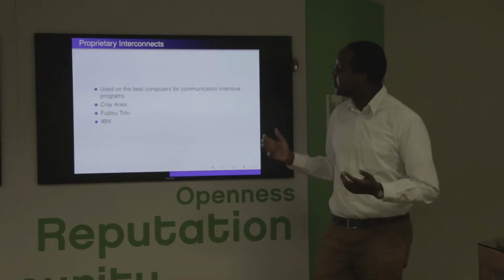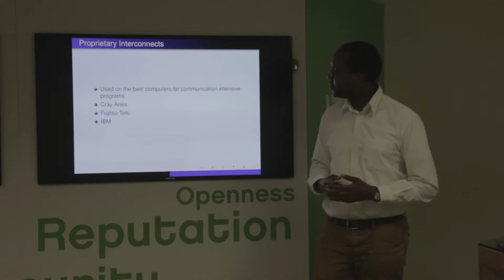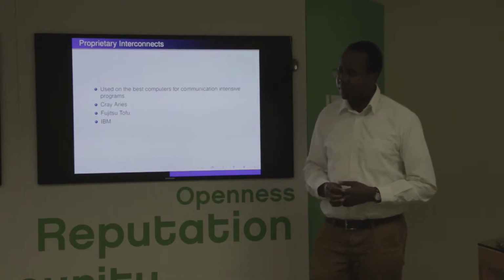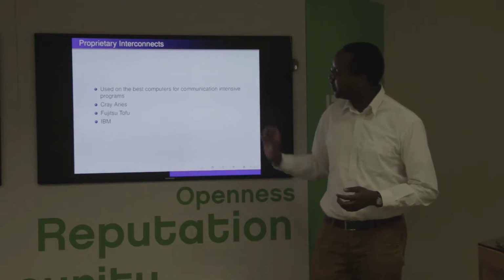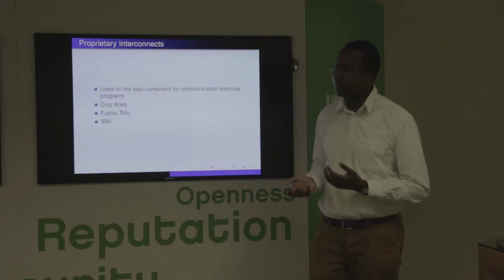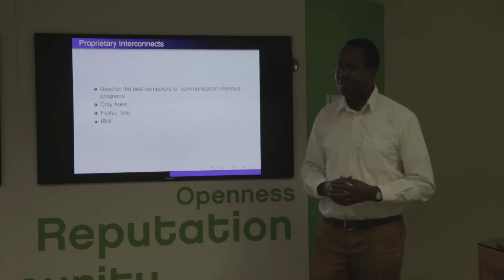Then we have these proprietary interconnects. This is what's used on the largest supercomputers in the world. Cray has what's called Aries, and this was somewhat sold to Intel. Fujitsu has what they call Tofu. So figuring out how to connect up computers so they can talk to each other well is a bit of an art.